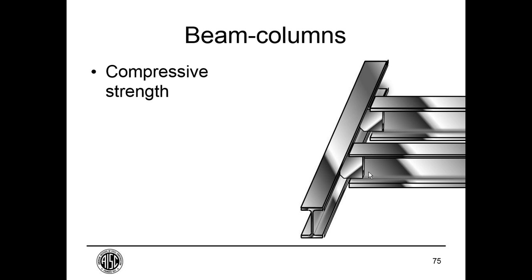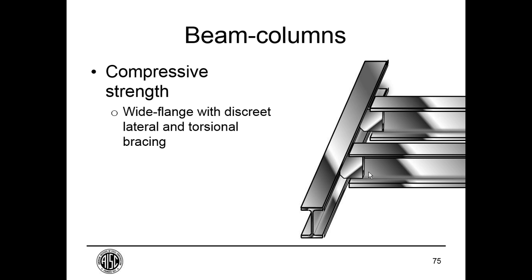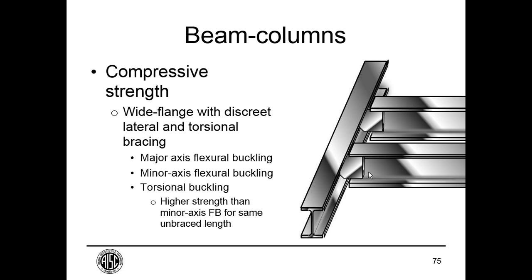So the compressive strength is where it gets a little bit tricky. The flexural strength is the same as any other beam in the system. So here I'm showing a wide flange beam that has discrete lateral and torsional bracing. So it may not have much in the way of a deck above it at all. The compressive strength could be governed by major axis flexural buckling over the full length, minor axis flexural buckling between these brace points, or torsional buckling between these torsional brace points. But as a reminder, the minor axis flexural buckling is always going to give you a lower force than the torsional buckling for the same unbraced length for a wide flange. So we usually ignore the torsional buckling.